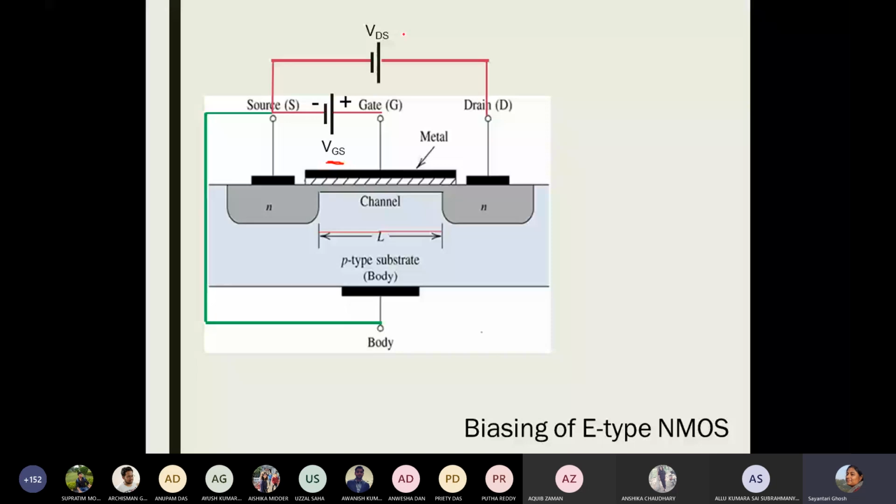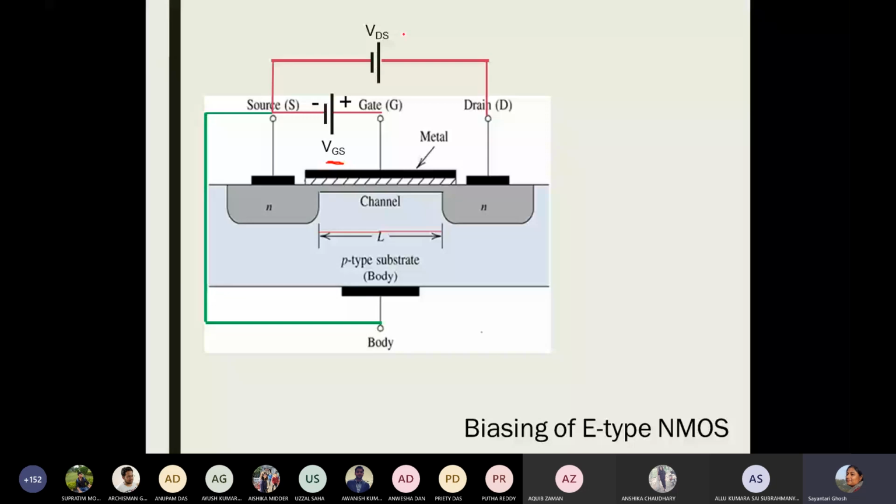So here we will be using the same terminology as we have used in JFET, that is convenient for you as well to understand that VDS is the output voltage here also, ID is the output current, VGS is the input voltage or the control voltage.